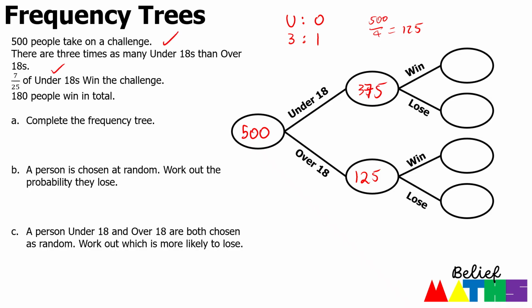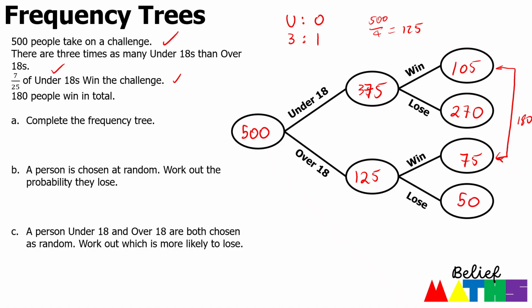It then says 7/25 of the under 18s win the challenge. So we can find 7/25 by just doing 7 over 25 multiplied by 375. That means 105 win. So 270 lose. And then it says 180 people win in total. That means that my 2 win boxes should add to give me 180. And we've already got 105, so therefore only 75 of the over 18s win, which means that we've got 50 who lose. And that's our frequency tree drawn.